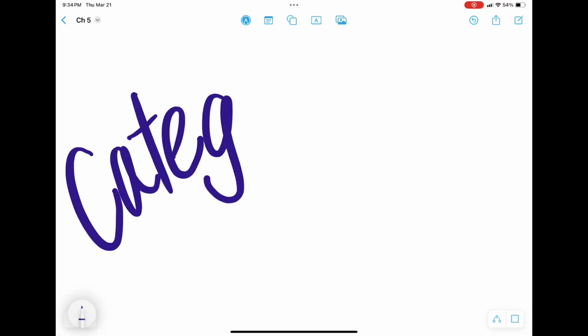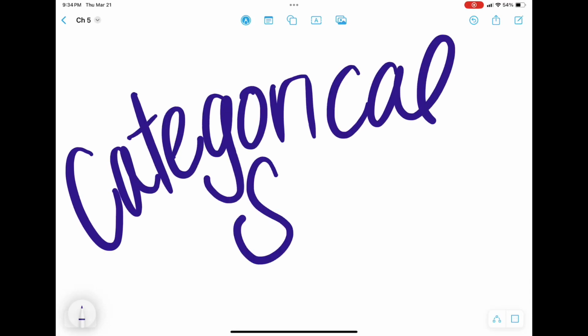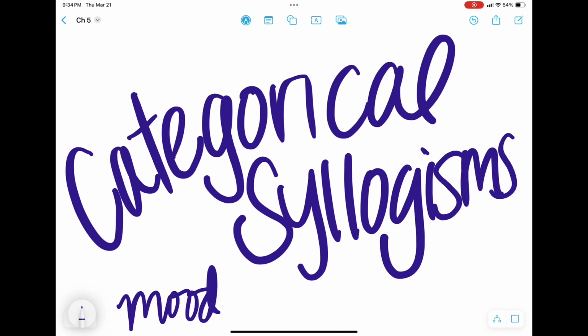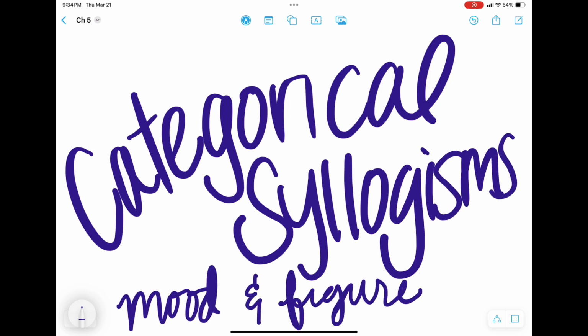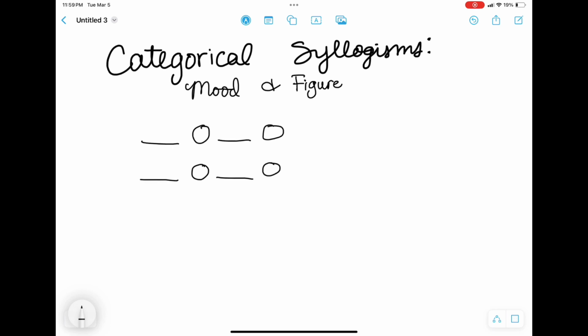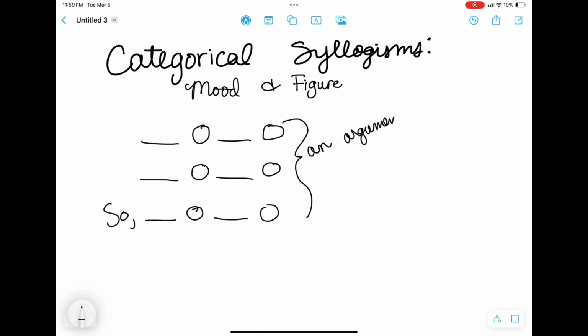All right, let's do a brief introduction to the concept of a categorical syllogism and identifying its mood and its figure. Last week, we talked about the standard form categorical proposition, and this week we're going to be applying that knowledge to the standard form categorical syllogism. So the same format as before: a quantifier, subject, copula, predicate. But we have three of those. Three propositions makes a standard form categorical syllogism.